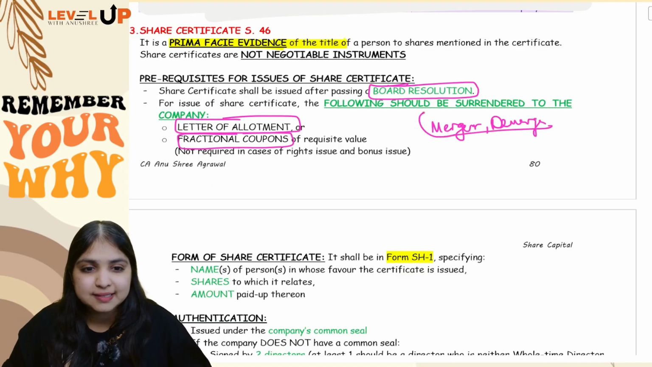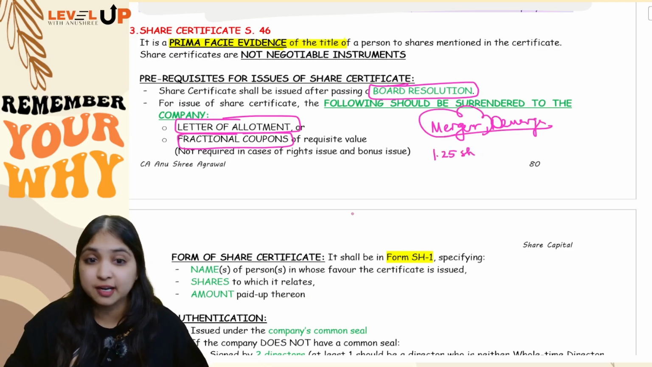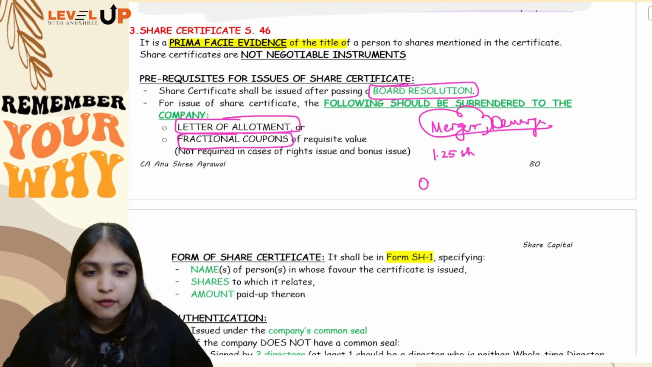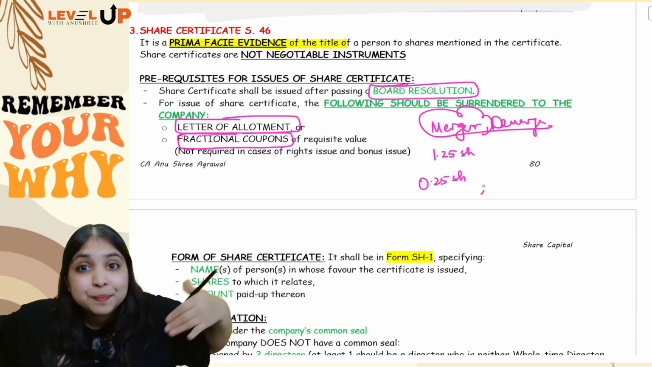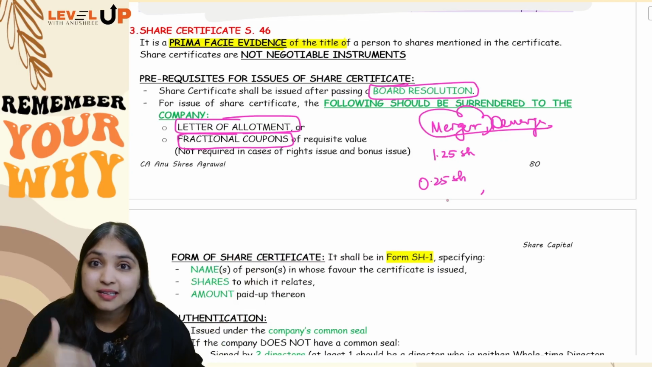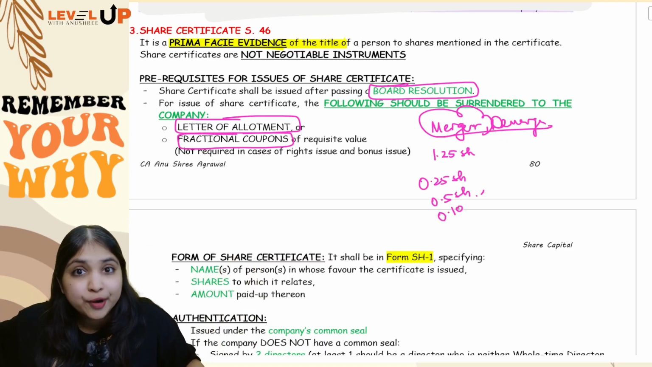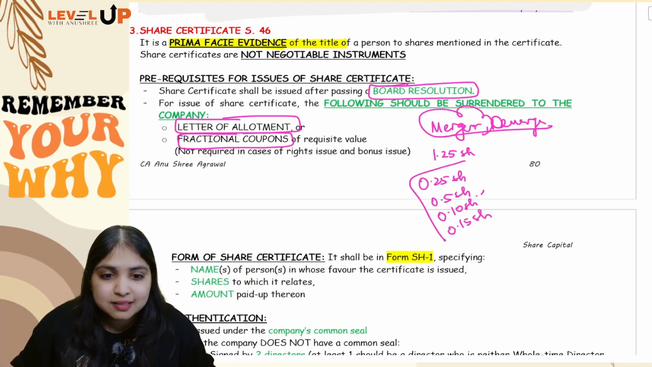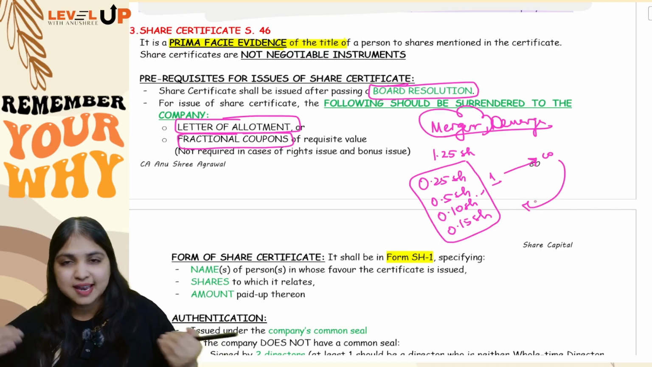Like for example, let's say upon merger, I am supposed to get 1.25 shares of the merged entity. Now 0.25 shares, how will I get? So the company will give me a coupon for 0.25 shares. Like that, others also will get a coupon. Those coupons will be bought and sold. So let's say there's another person who has coupon for 0.5 share, another person has coupon for 0.10 share, another person has coupon for 0.15 share. So like this, I will accumulate coupons for 1 share, I will submit this coupon to the company, and in return company will give me shares and share certificate.